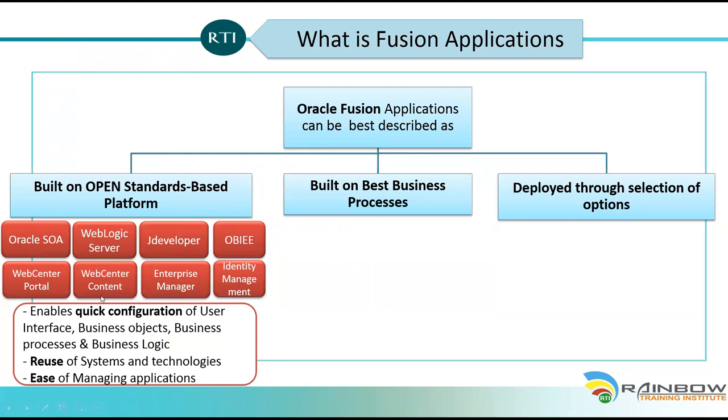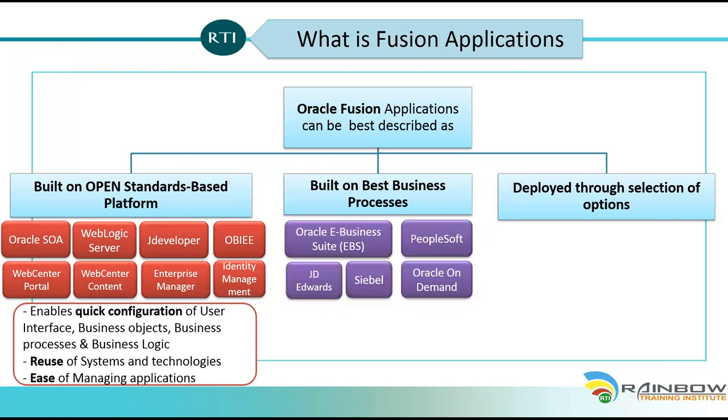If we make use of all these components, we can quickly configure any kind of business logic or any kind of business application. At the same time, whatever we have built, we can reuse whenever we need a new process or a new requirement, and it's easy to maintain the applications. That is the reason the functionality is categorized between all these technical components.